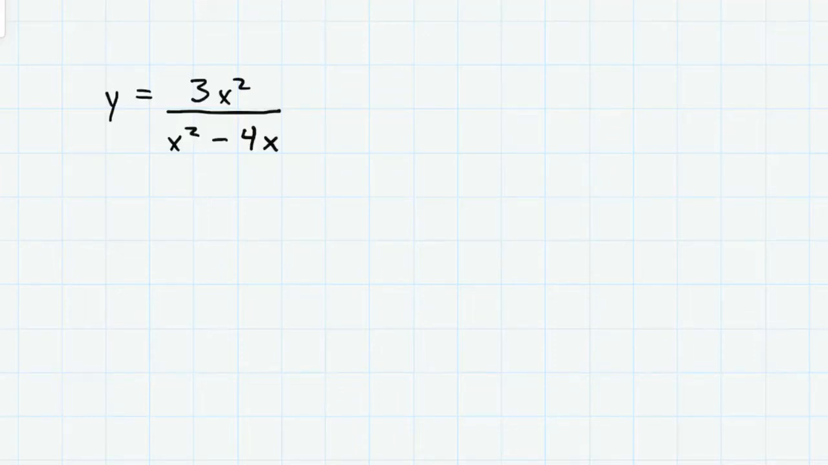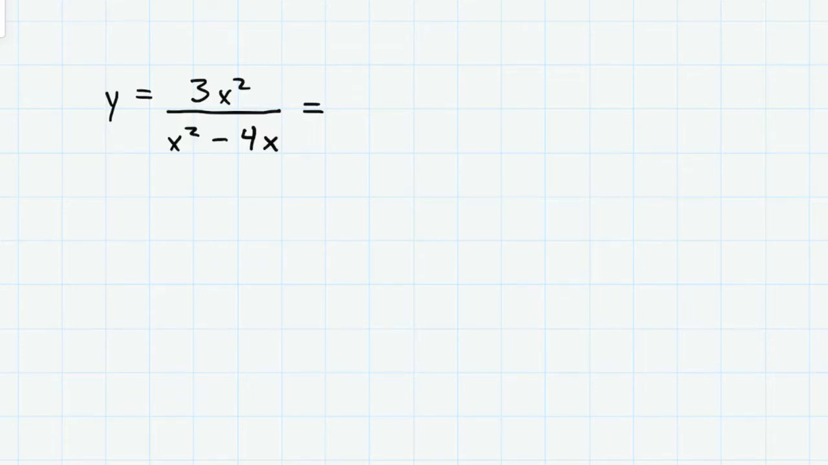y equals 3x squared over x squared minus 4x. So again, I'm going to try and find everything algebraically on this one, and then we'll sketch what we can, and then we'll use Desmos to get the rest of the shape. So first thing I noticed, there's no constant in the numerator, there's no constant in the denominator.